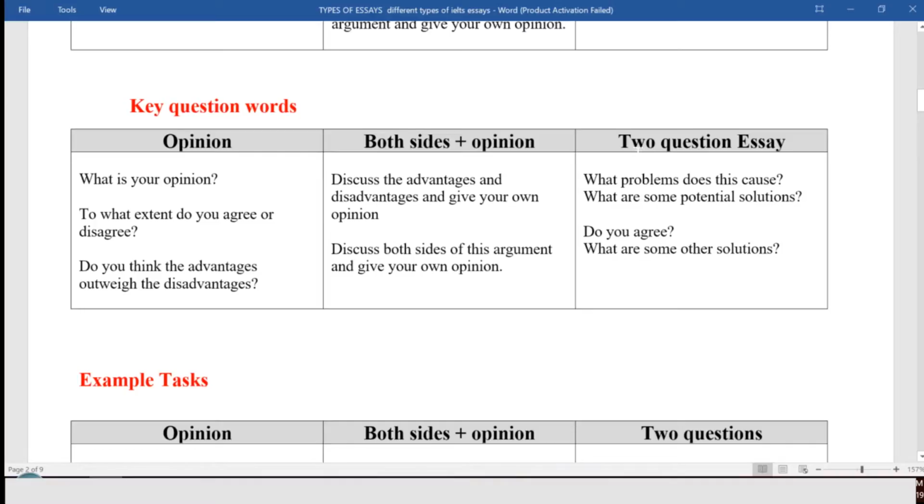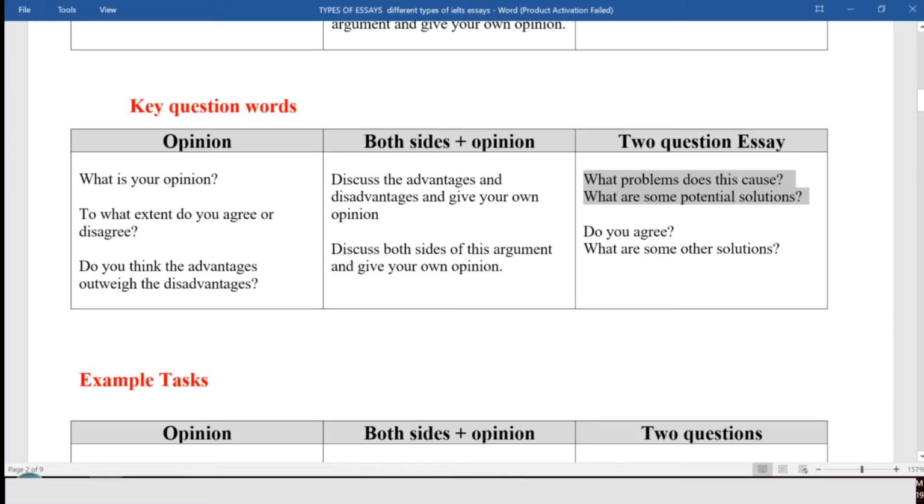So with the two-question essay, you're asked to respond to two questions. Let's see some examples of this. What problems does this cause? What are some potential solutions? So this one's sort of a classic two-question essay.